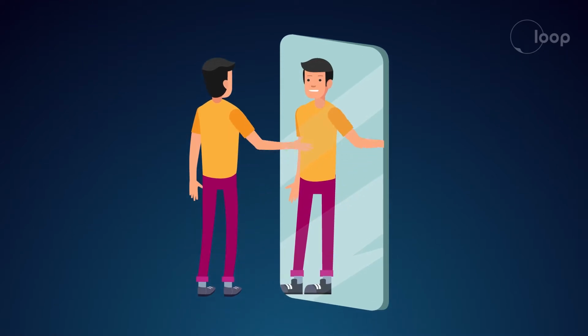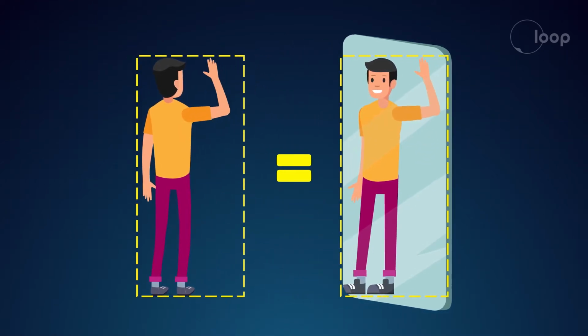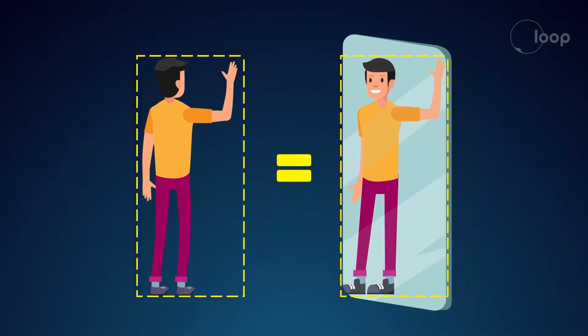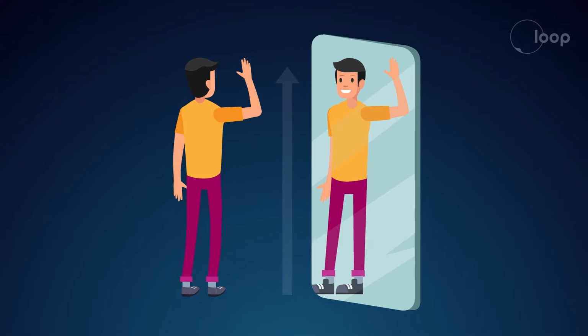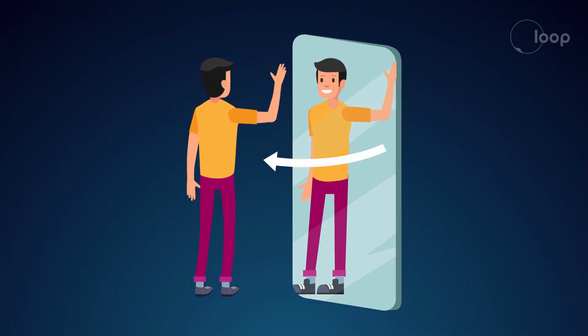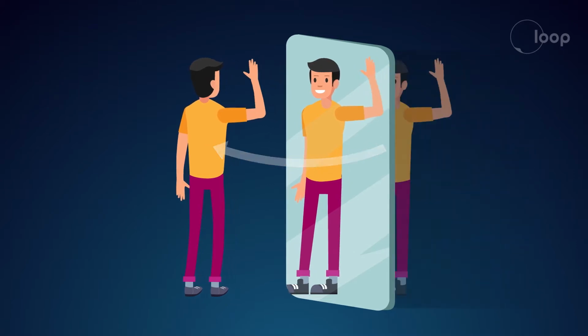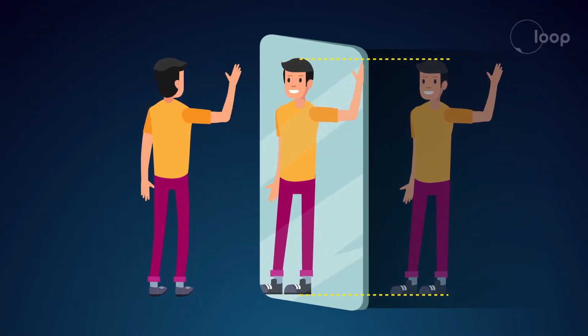There are several features of an image formed by a plane mirror. The size of the image formed is equal to the size of the object. The image is upright. The left and right sides of the image have interchanged, known as lateral inversion. The image is formed behind or within the mirror.